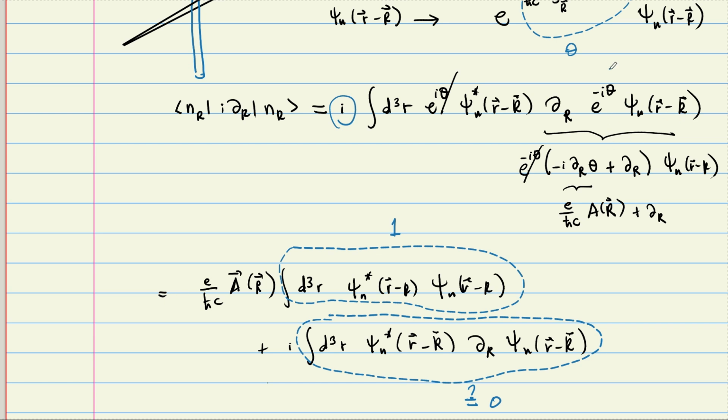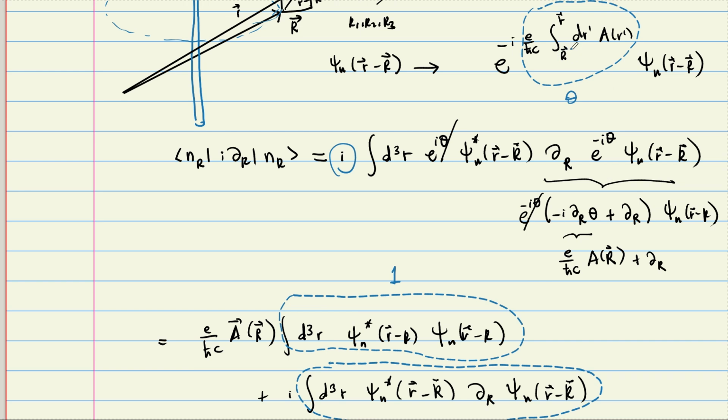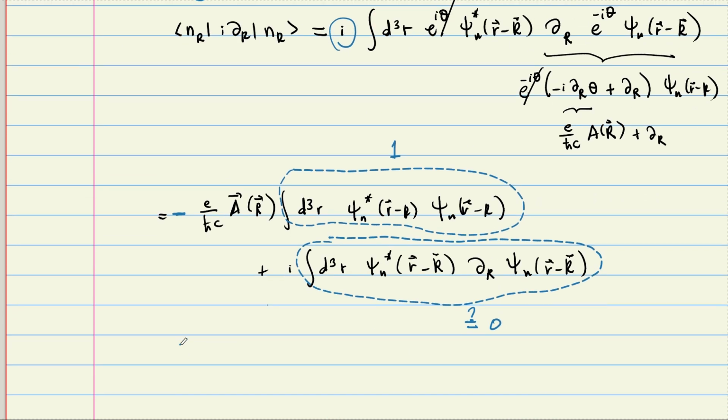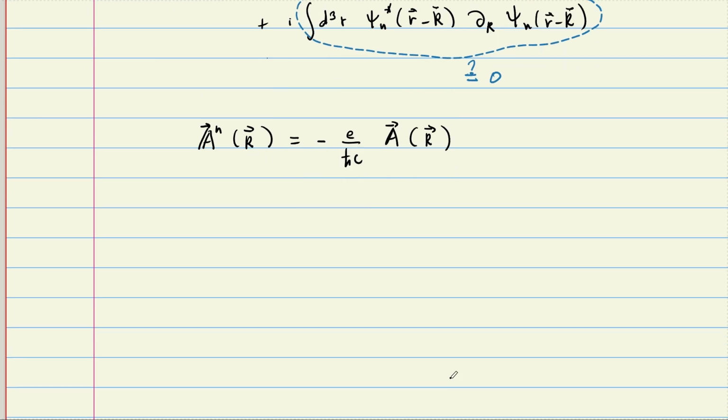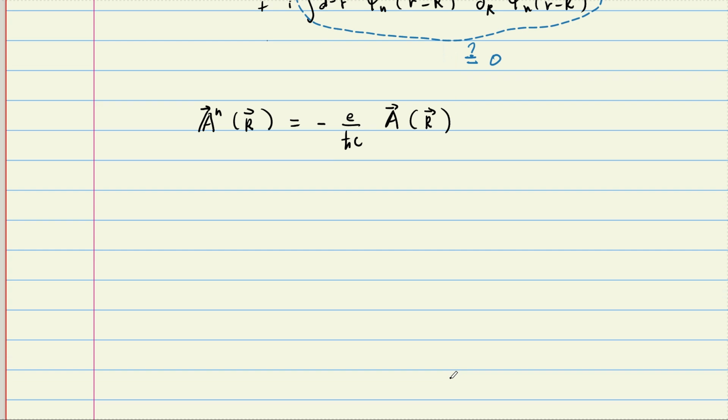And because the r is in the lower limit, not in the upper limit, there must be an overall minus sign. So then what we are saying here is the Berry connection, A_n of r, is going to be minus e over h bar c A of r. So Berry connection is basically vector potential in that example, up to this e over h bar c, and there's also a minus because electron charge is negative.